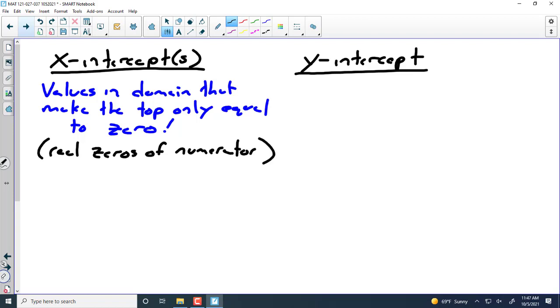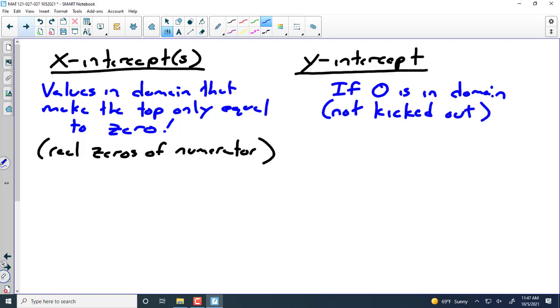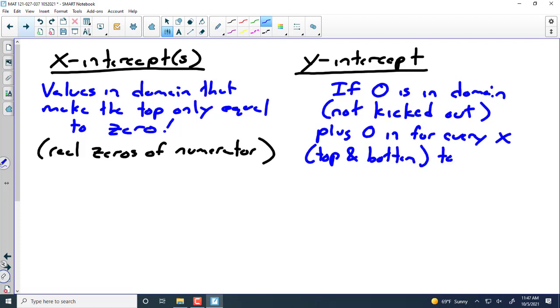The y-intercept, and I'll give you an example of both in a second. The y-intercept is, if 0 is in the domain, in other words, you didn't kick it out, plug 0 in for every x, top and bottom, to get your y-intercept. X-intercepts: the numbers that make the top equal to 0, as long as they're real and they're in the domain. Y-intercept: plug 0 in everywhere and see what you get.